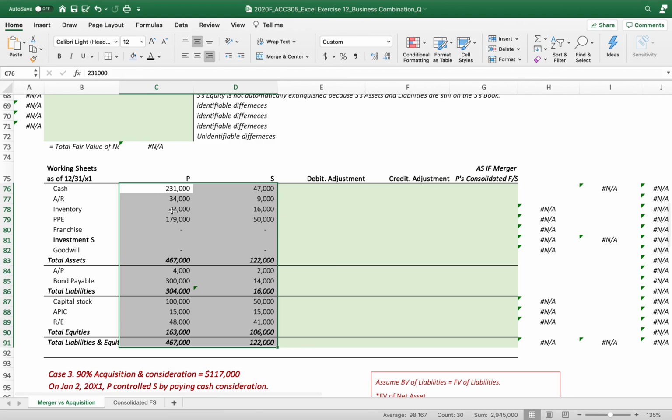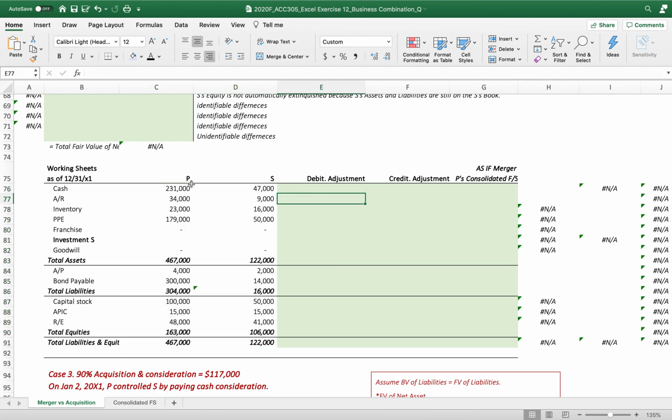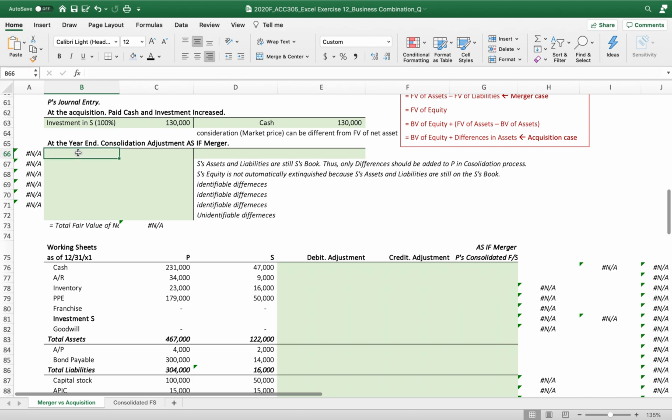But here, we will just make the P plus S. So we have all this S company's balance sheet, and then we'll adjust only the differences. Okay, but we'll get the same result as if the merger, 100% merger cases. Okay, so let's go here at the end of the year or at the acquisition. If the acquisition is the same as this December 31st, at the year end, consolidate adjustment as if merger.